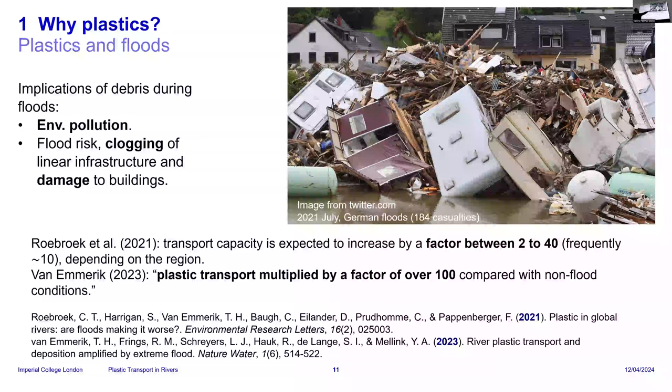This is a picture from Germany a couple of years ago, and this is against a bridge. This is clogging with litter. So it's not only plastic, it's litter. It's loose objects. We call them urban flood drifters, and they can get stuck in linear infrastructure. Clogging causes backwater, and then this increases the flooding in certain areas. And of course, these things moving, not plastic itself, but if you have a caravan or a truck moving, this can also increase the debris damage.